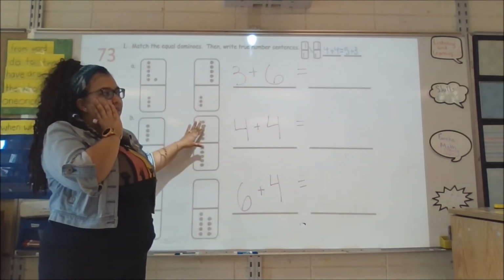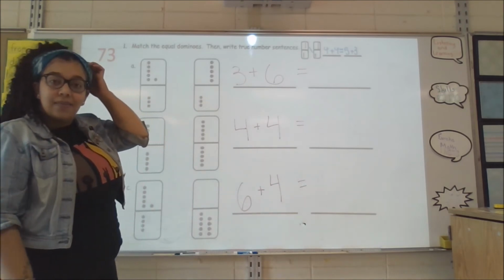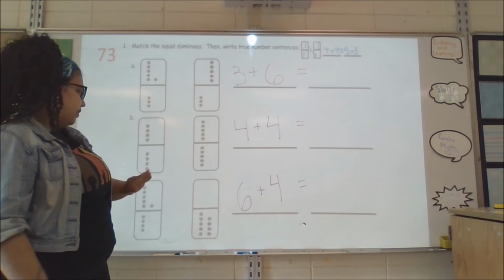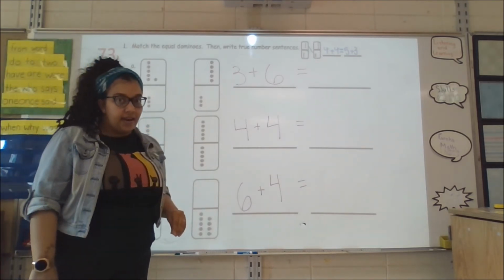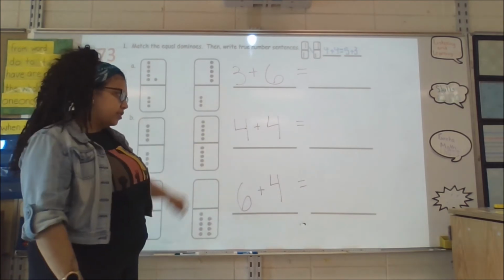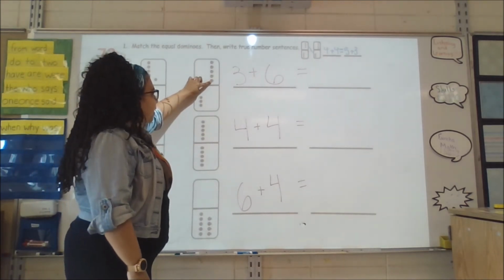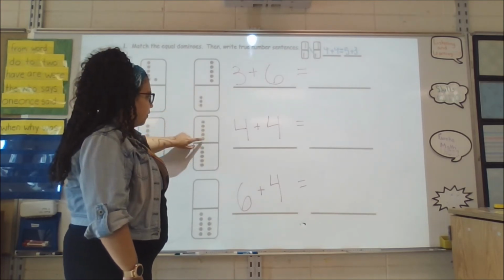Which domino is depicting 10 in a different way? Which domino do you see is depicting 10 in a different way? So what you're going to do to figure that out is count up all the dots because they're given to you. Let's count up all the dots. 1, 2, 3, 4, 5, 6, 7, 8. No. 1, 2, 3, 4, 5.